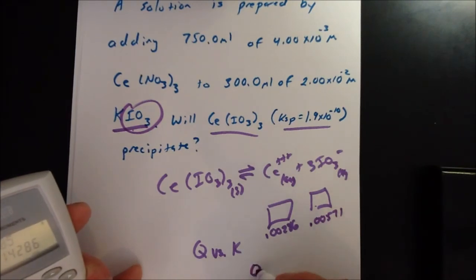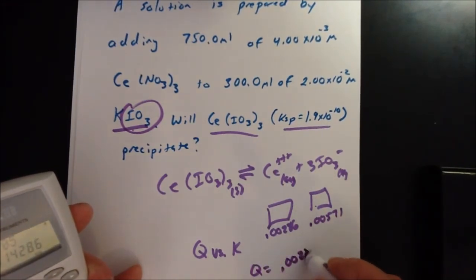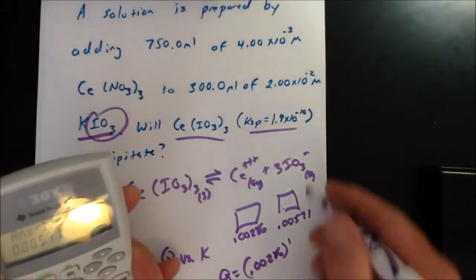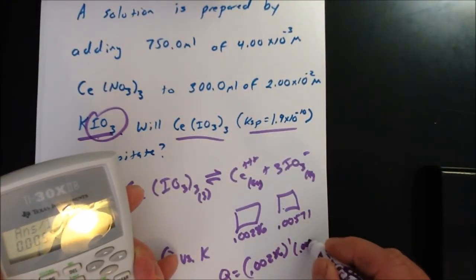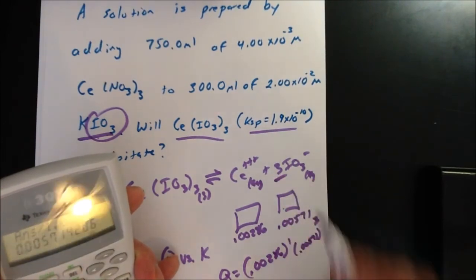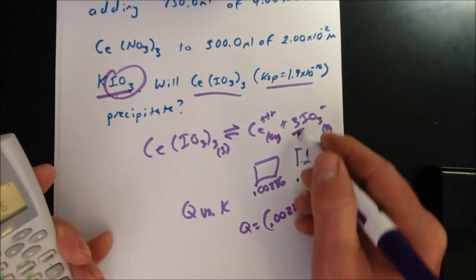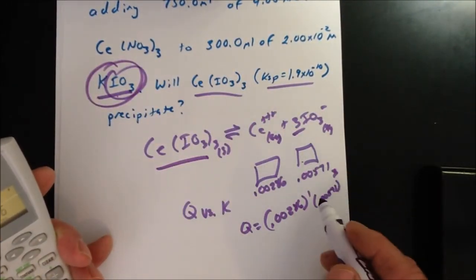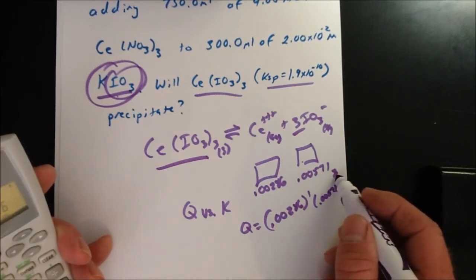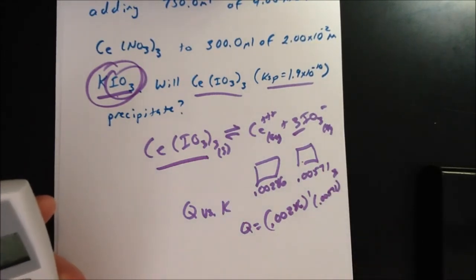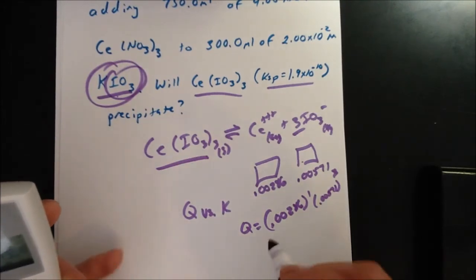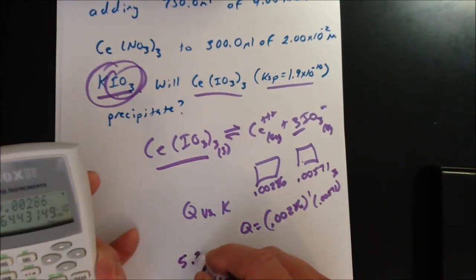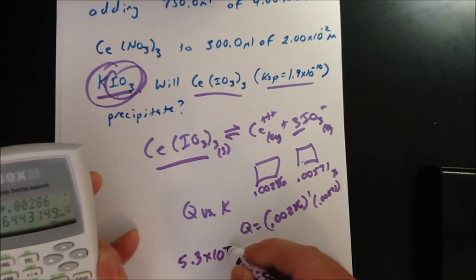However, when I plug these into my Q expression, 0.00286 to the first, but the IO3, 0.00571, is going to be cubed because of the coefficient. So it's not tripled because we're not getting it from this. We're getting it from KIO3. So we're not going to triple it, but nonetheless, you can see where these coefficients get really confusing. It is still to the third power. So I'm going to raise that to the third, and then I'm going to multiply by 0.00286. And I get a Q value of 5.3 times 10 to the negative 10.